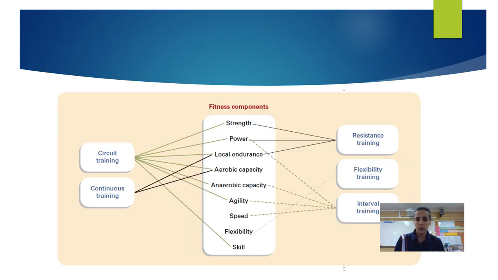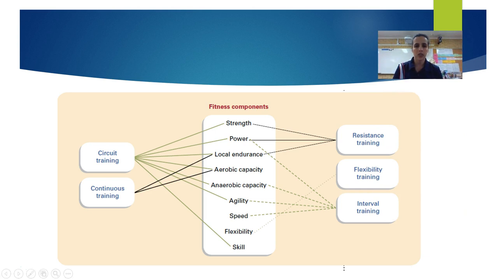Just move myself out of the way. A good idea to take a screenshot of this, girls. I'm not going to go through it, but it lists all the fitness components down the middle, and it has training methods on the side, and it pretty much tells you what training methods can improve each of the fitness components. So for example, resistance training can improve and strengthen muscular strength, power, and endurance.